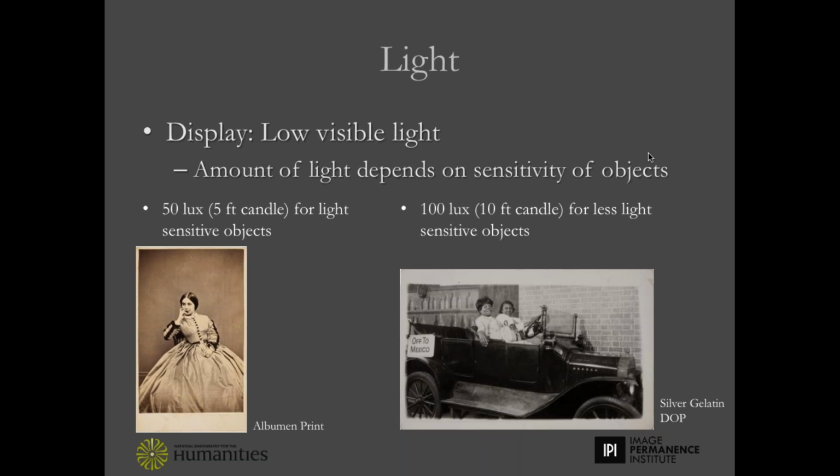An object exposed to 50 lux for 4 months will have the same amount of damage as if it were exposed to twice the intensity for half that time, so like 100 lux for 2 months. Light damage is, of course, cumulative. Allowing photographs to, quote, rest in the dark storage just prolongs the life of the image before we see any damage induced by light. So there you go.